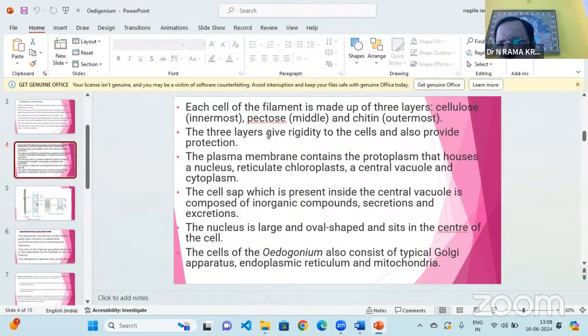Particularly the cell divisions are most important. In short questions also, they are most important. What type of cell division are we looking at in Oedogonium? We are looking at so many cell divisions.